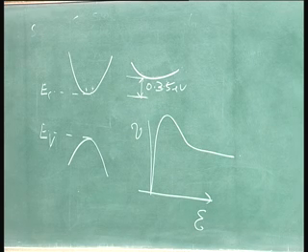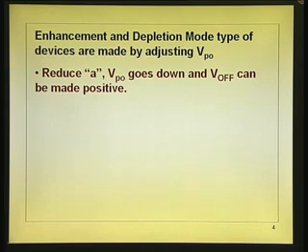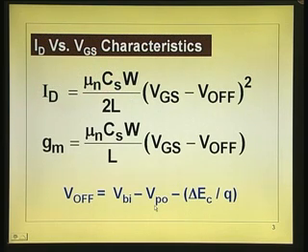Now, let me move on further with some of these discussions related to Devices and Circuits. Now, we will go through whatever we have been saying. Enhancement and depletion mode devices are made by adjusting Vp0, because the off voltage is Vb minus Vp0. I can reduce the Vp0 by reducing A, then Voff can be made positive. So, if you go to this equation, Vp0 is nothing but q Nd A squared by twice epsilon r epsilon 0. A I reduce, Vp0 reduces, as the square of A.